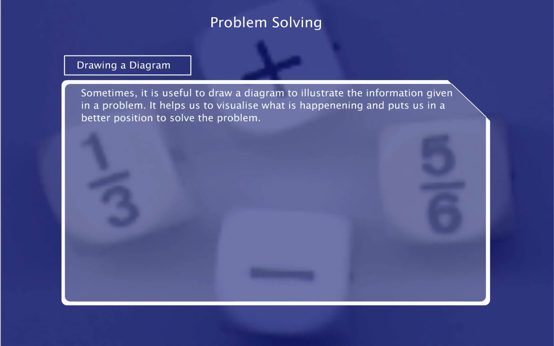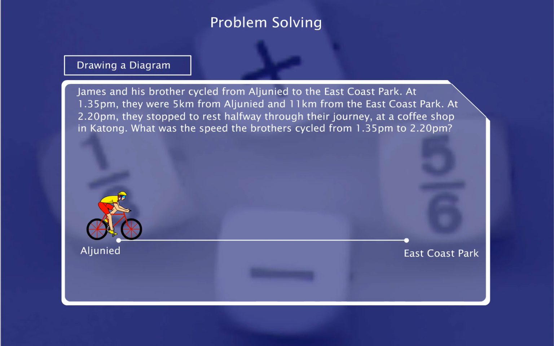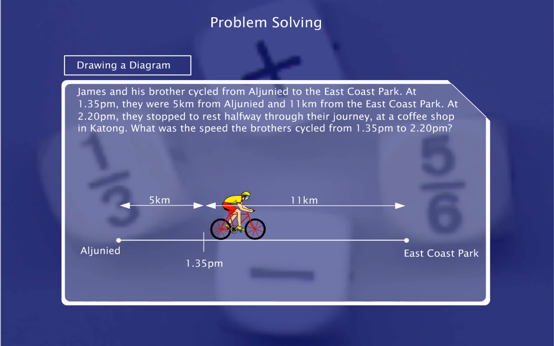Sometimes it's useful to draw a diagram to illustrate the information given in a problem. It helps us to visualize what is happening and puts us in a better position to solve the problem. James and his brother cycled from Al Junid to the East Coast Park. At 1:35 p.m. they were 5 kilometers from Al Junid and 11 kilometers from the East Coast Park. At 2:20 p.m. they stopped to rest halfway through their journey at a coffee shop in Katong. What was the speed the brothers cycled from 1:35 p.m.